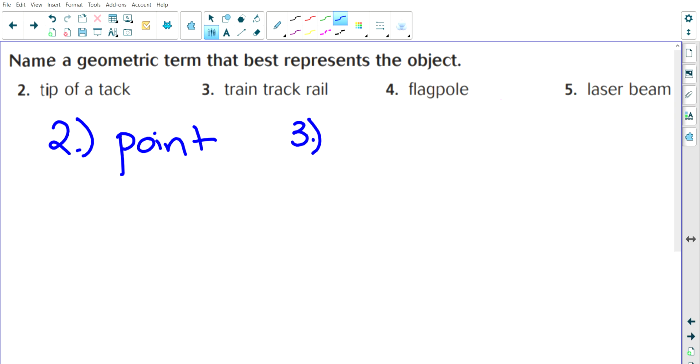Number 3, a train track rail. So think about chugga chugga choo choo, train tracks. What do you think? A line segment, a ray? Does it continue on forever or does it have a stopping point? It does have a stopping point, so a train track rail would be a line segment.